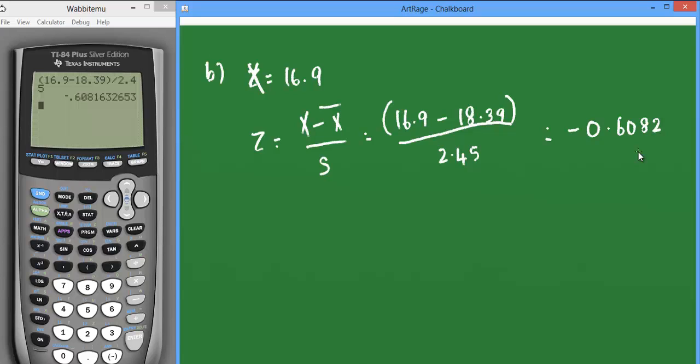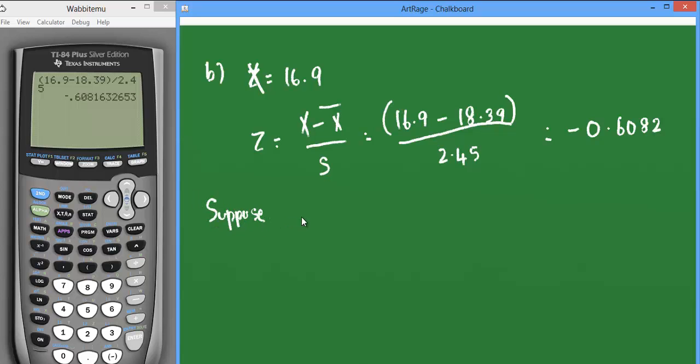So 16.9 was not even in the data set that was provided to us, but we are able to find the z-score of that particular observation also. So that is a nice thing about having z-scores. You can find z-scores for any observation, any numerical value, as long as you have a reference sample for which you know the mean and the standard deviation. So we're done with the forward part. Now let's see if we can do a reverse operation.